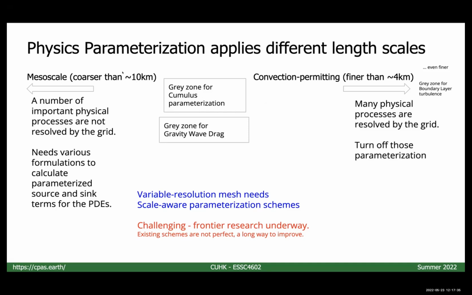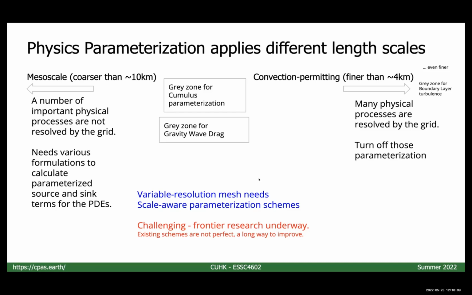So in between these two length scales, there is a gray zone, which is embarrassing. If you turn it on, then it is wrong. If you turn it off, it is also wrong. So people have to develop scale-aware parameterization schemes. These are quite new, and development has been done in recent years. And frontier research is still underway.